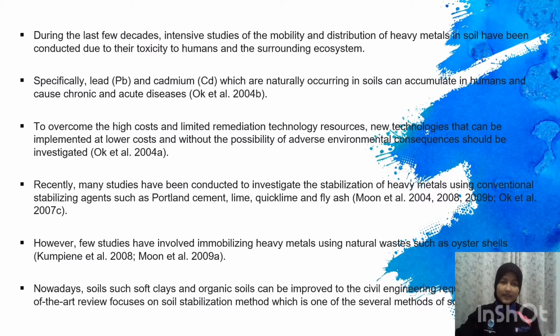Recently, many studies have been conducted to investigate the stabilization of heavy metals using conventional stabilizing agents such as Portland cement, lime, quicklime, and fly ash. However, few studies have involved immobilizing heavy metals using natural waste such as oyster shell, seashell, and a little bit of eggshell. But nowadays, soil such as soft clay and organic soil can be improved to the civil engineering requirement by several methods of soil improvement.